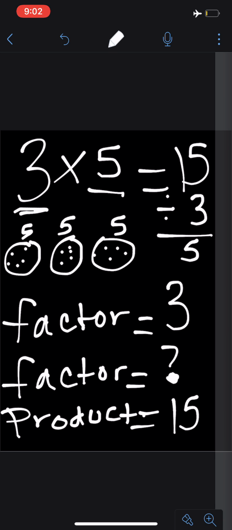So, as you can see, when I have a missing factor, all I do is I take the given factor and I divide my product by that given factor. And that gives me the missing factor.